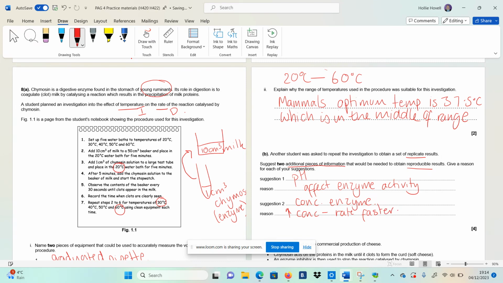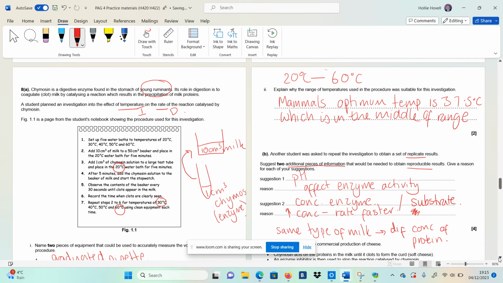They said about using milk, so you could have said something like use the same type of milk. Because they might have different concentrations of the protein, the substrate that's going to get broken down. You could have said concentration of substrate, so where I put concentration of enzyme, I'll put substrate, because obviously if you've got more substrate, it's going to work faster. So, same reason actually, I won't write it out again. Just increase the concentration of the substrate, it will make the rate faster. Okay, so any of those, but make sure you've got reasons.